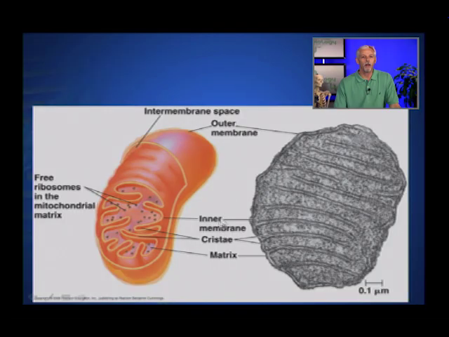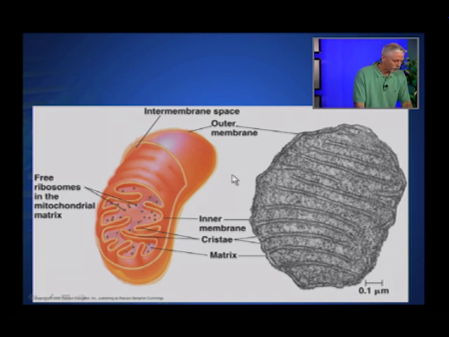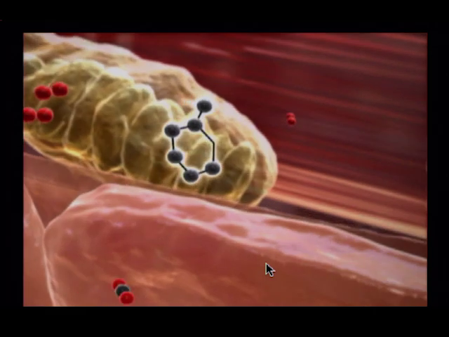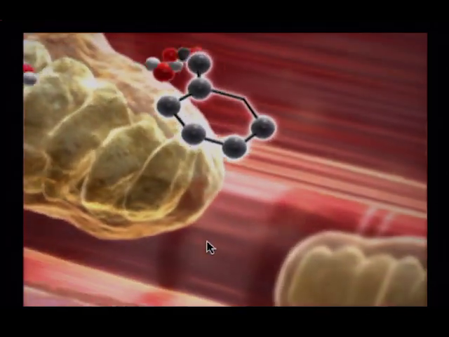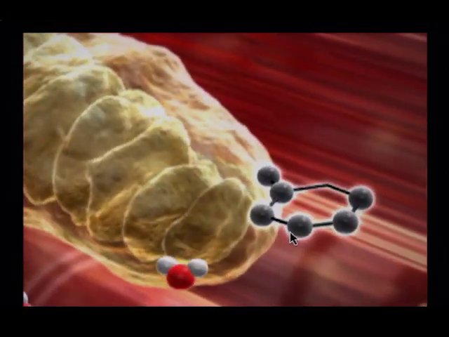Okay, now, glycolysis occurs in the cytoplasm outside of the mitochondria. And I also want to show you a video prepared by our publisher, which is actually really good at showing some of this stuff that we're interested in. So, in the cytoplasm then we have the glucose.